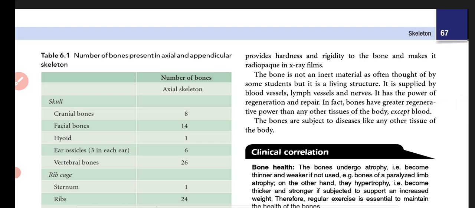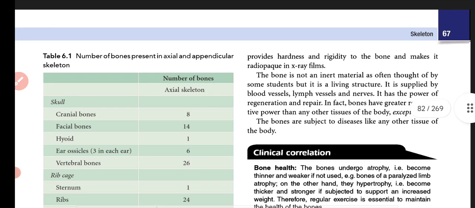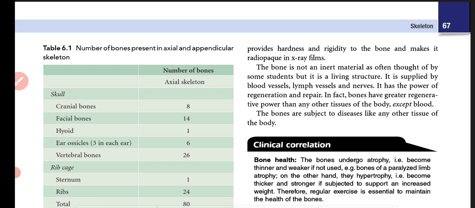Now, the bone is not an inert material, as is often thought by students. It is a living structure. It is supplied by blood vessels, nerves, and also lymphatic vessels. It has the power of regeneration, which is why if a bone breaks or a fracture happens, it repairs. Because it has blood vessels, lymph vessels, and nerves, it has the power of regeneration.